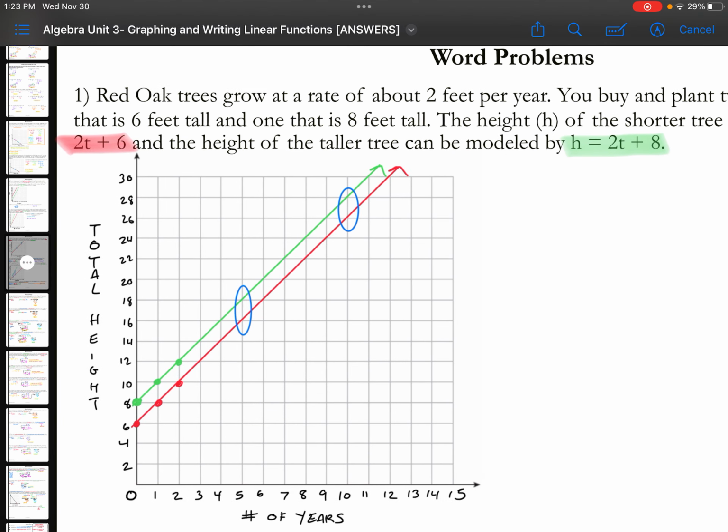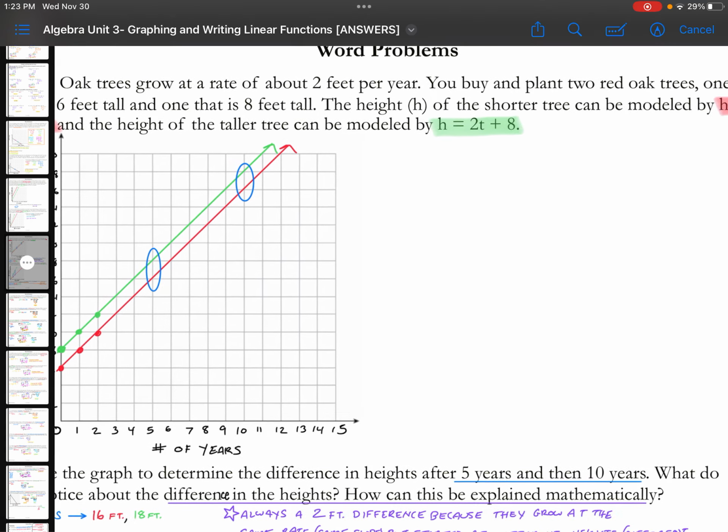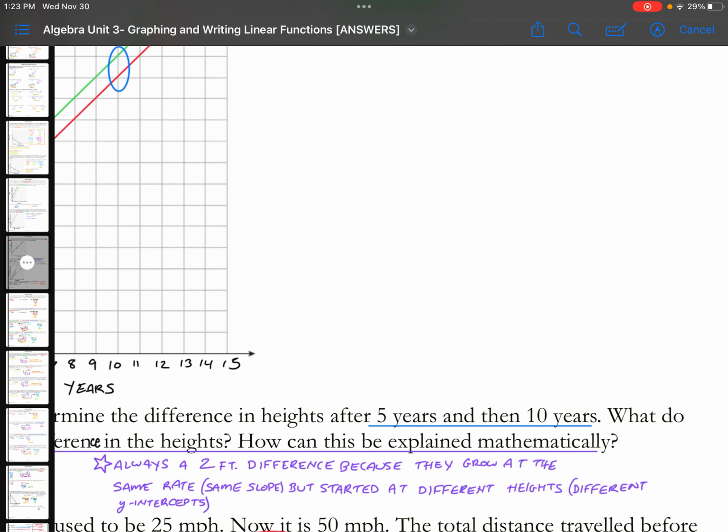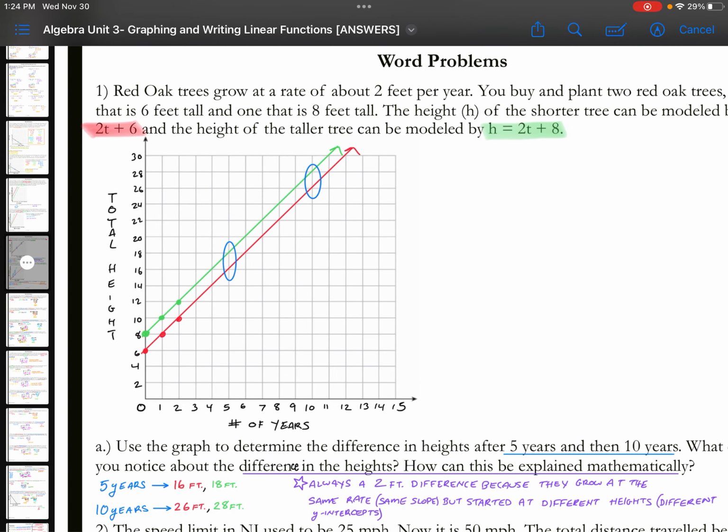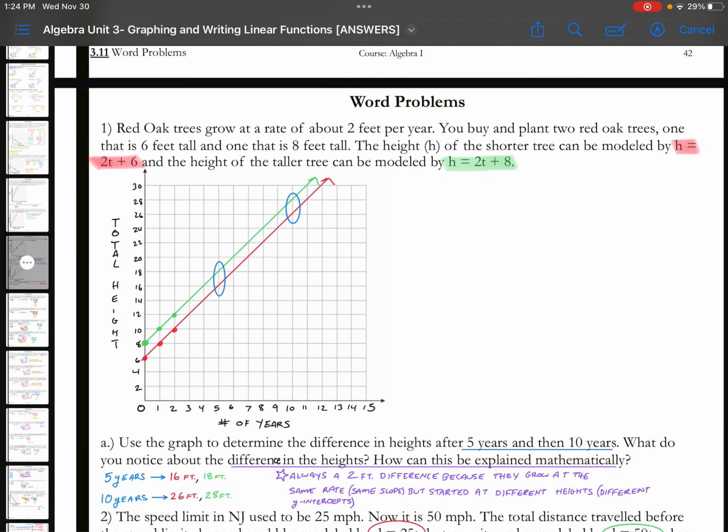So here's your graph. Highlighted in blue is an intersection at 5 years and 10 years. So they're always 2 feet different because they grow at the same rate, the same slope, right? They're parallel lines. If you notice, at 5 years, the red one is at 16 feet, the other one's at 18 feet. And then in 10 years, it's 26 feet versus 28 feet, right? There's always a 2 foot difference because since they grow at the same rate, they're always going to be 2 feet apart, right? There's always going to be a 2 foot height difference. Go ahead and try number 2, right? Sometimes it might be different when you have different slopes.